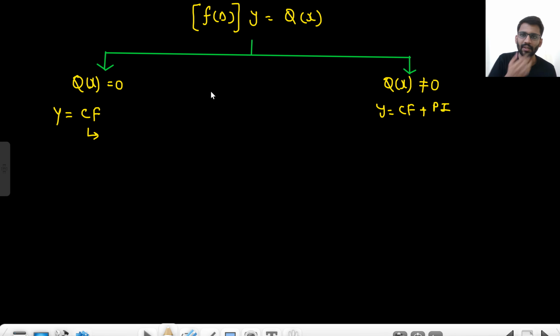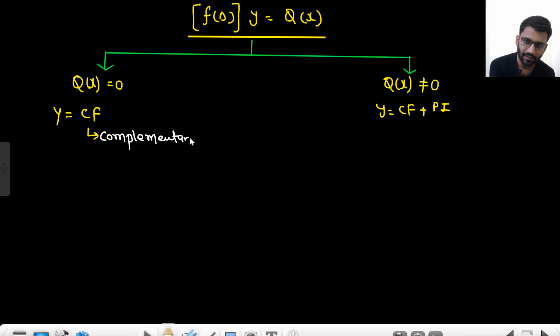So now this is our equation: F of D into y equals q of x. Now based on the value of q of x, there can be two kinds of solutions for y: if q of x is 0, and if q of x is not 0. If q of x is 0, you will have only one thing to find, which we call the complementary function, CF. The spelling can be wrong. And if q of x is not equal to 0, you will need to find two things: the CF, and one more thing that we call the particular integral.